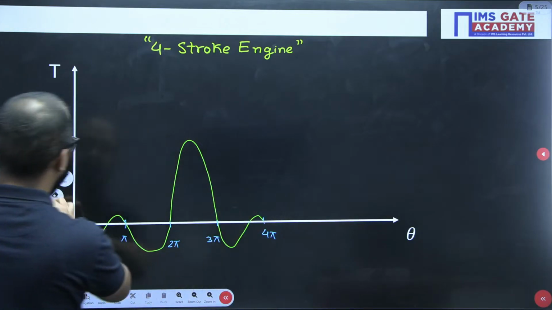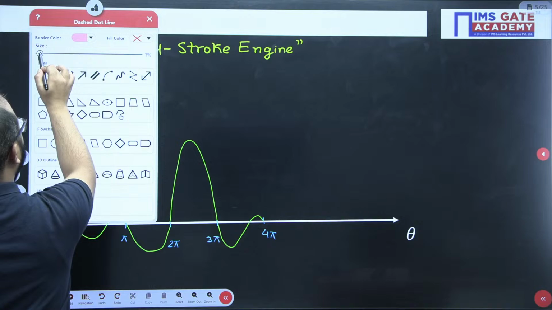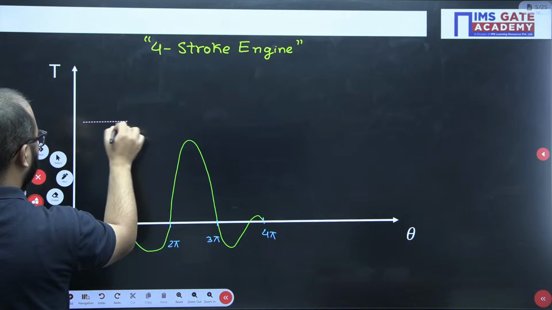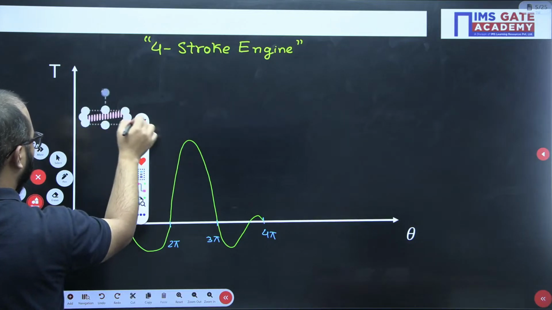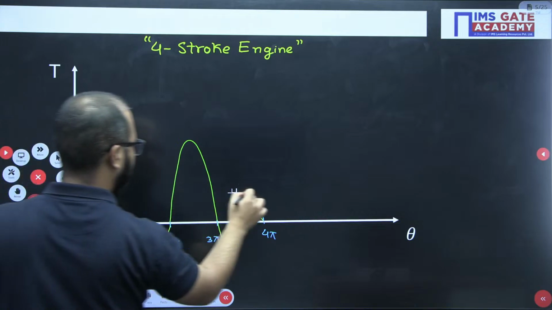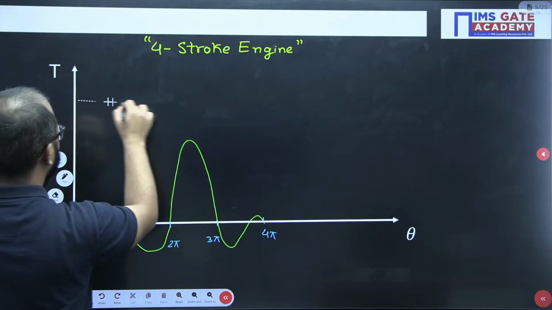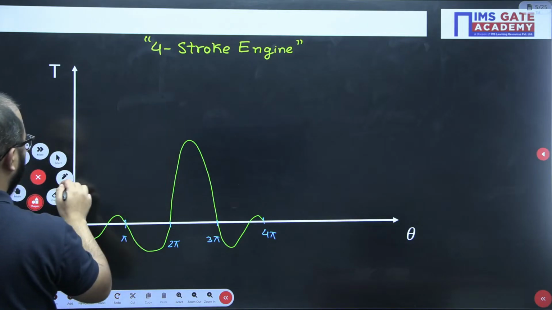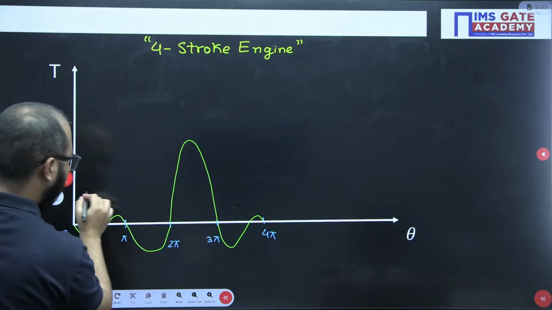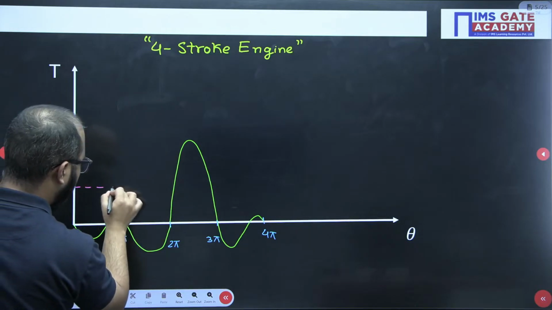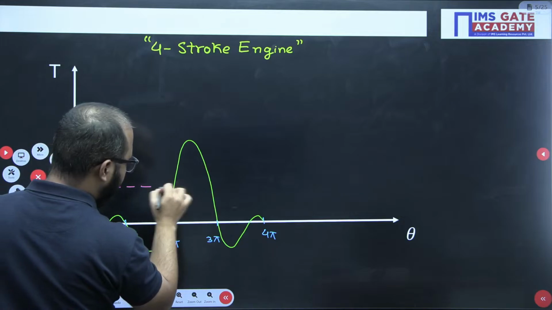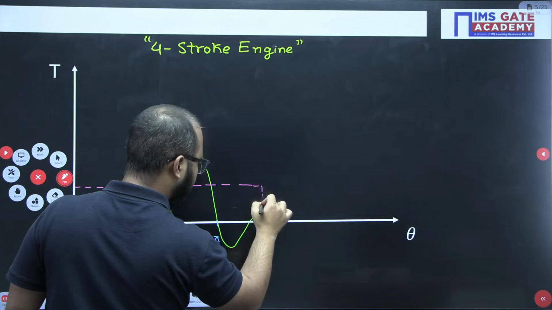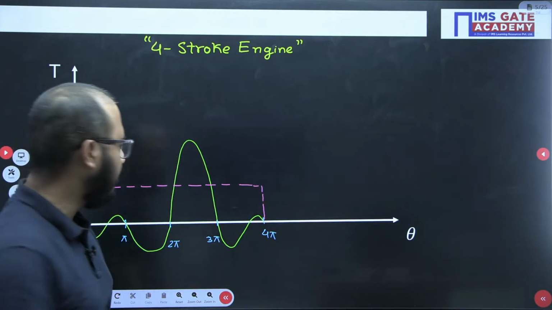Okay, just a minute. Okay, let me draw it with this hand only. Directly I will draw the mean resisting torque line, I am drawing, right? This is the mean resisting torque.